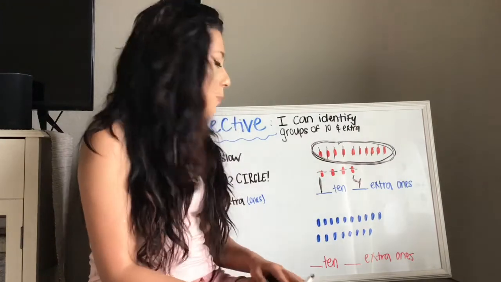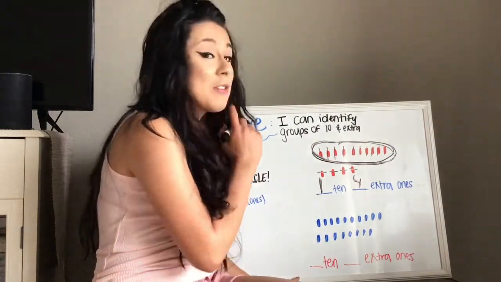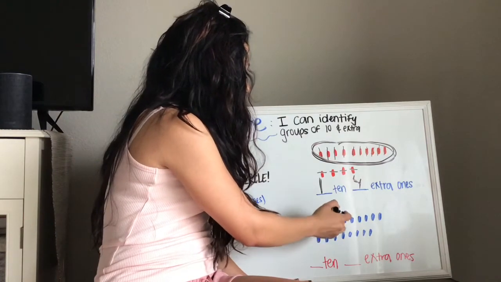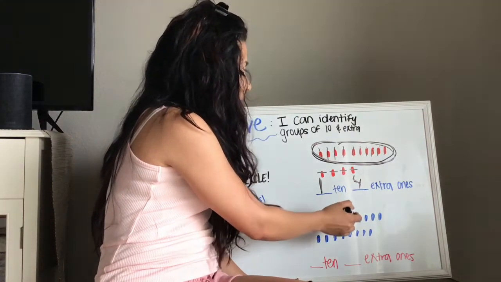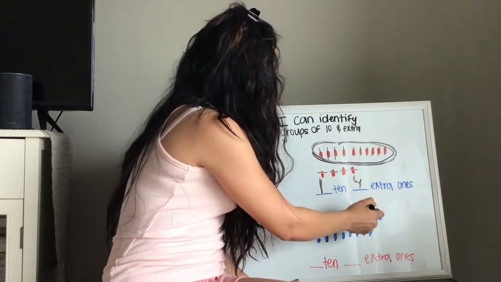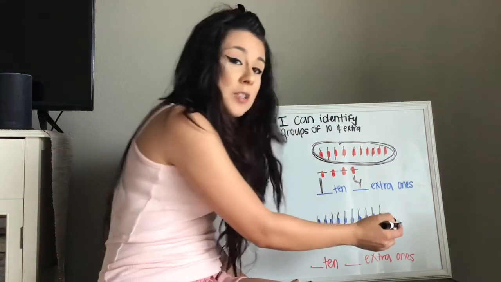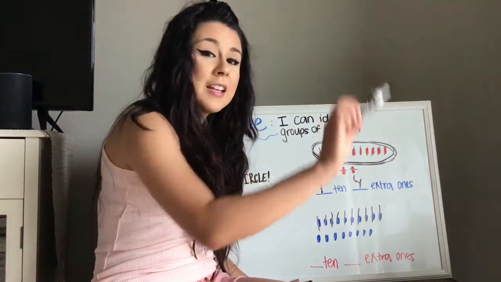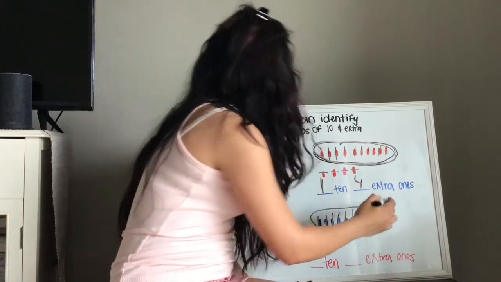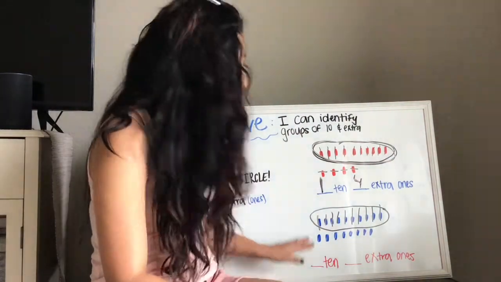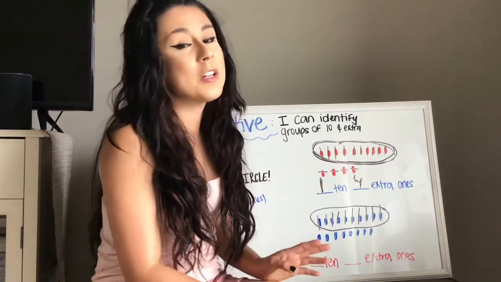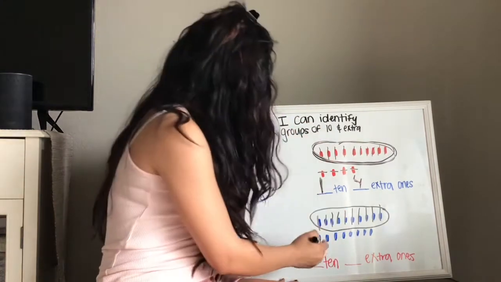Let's go ahead and do one more practice. So I want you to count with me. You ready? 1, 2, 3, 4, 5, 6, 7, 8, 9, 10. So what do we do once we have 10? We circle it. Good job. That is my group of 10. Now, how many of these groups do I have? Wonderful. I only have one group of 10.